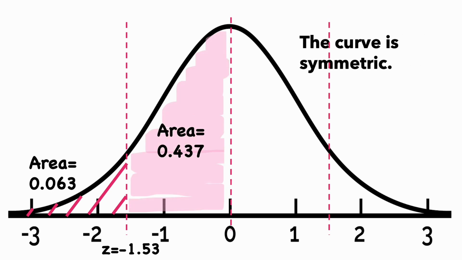Next, remember the curve is symmetric. So any areas you have on one side, you'll have on the other side where the positive z would be located.